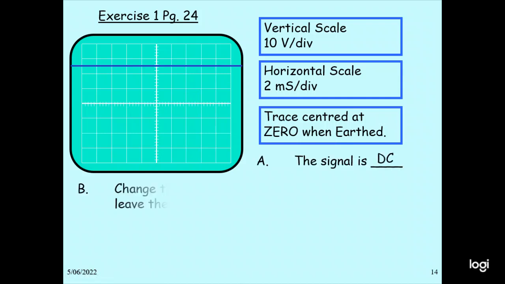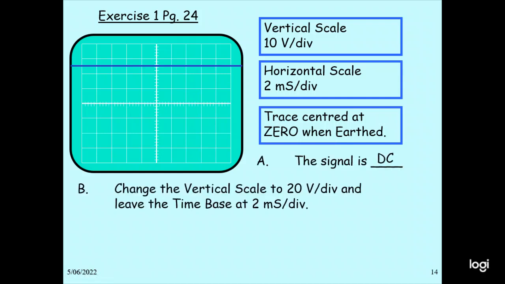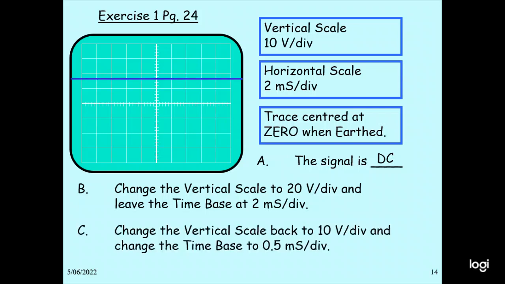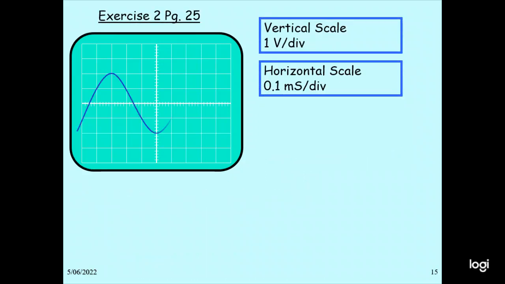And signal DC. Change the voltage scale and leave the time base at 2 milliseconds per division. That will be the answer, it happens like this. And this is the vertical scale of 1 volt per division and horizontal scale of 0.1 millisecond per division.